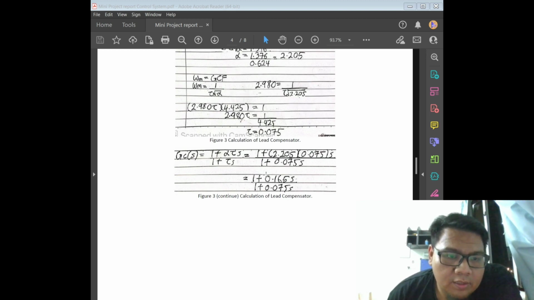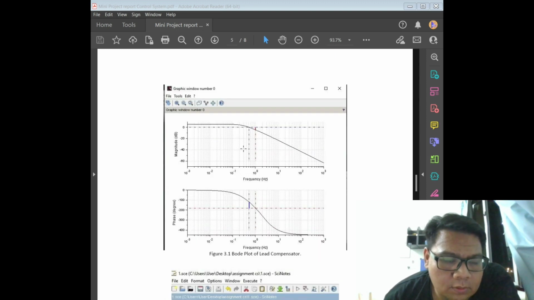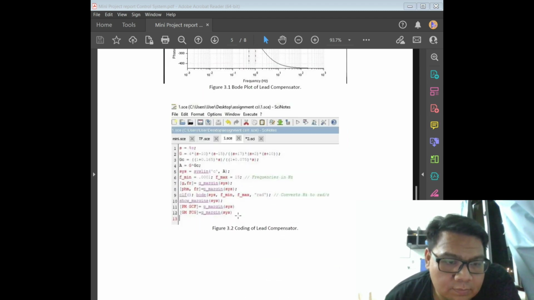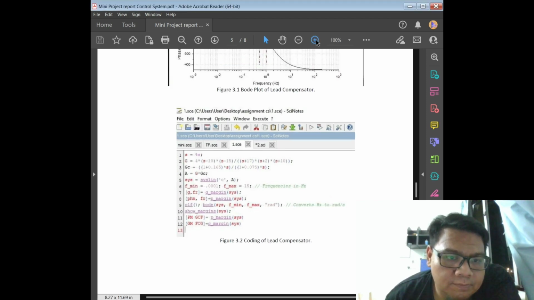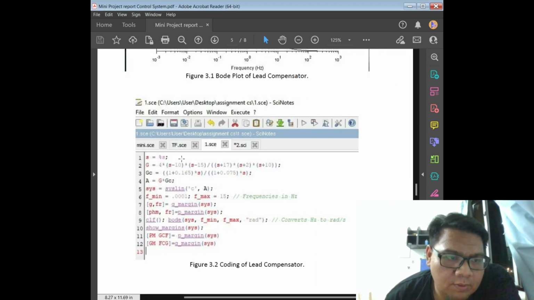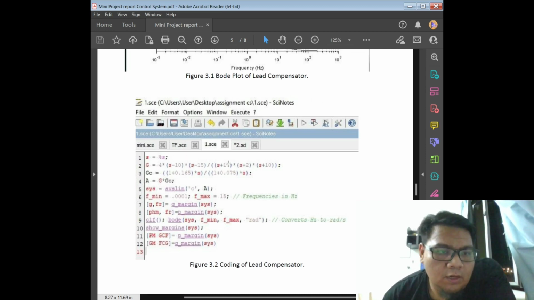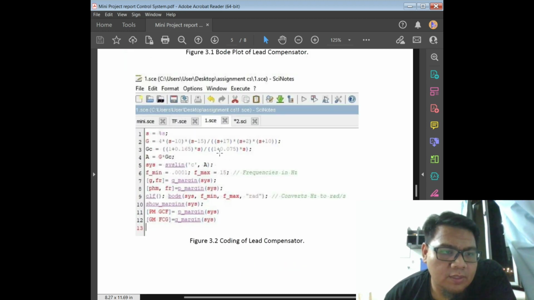Then we get 1 plus 0.165 s over 1 plus 0.05 s. So you can see the Bode plot of the compensator. There is the coding. You can see we just substitute our values here, K A B C D E. Then this one is GC.